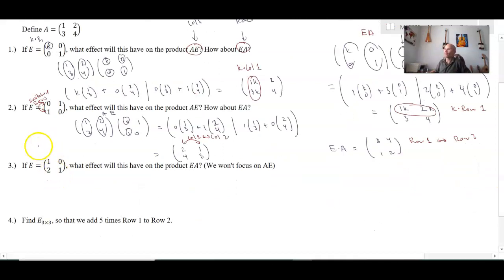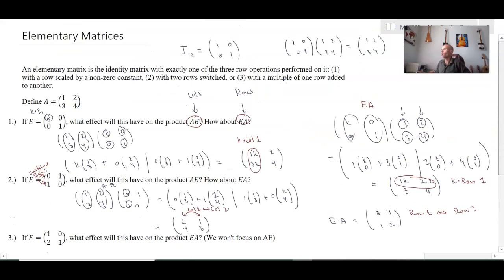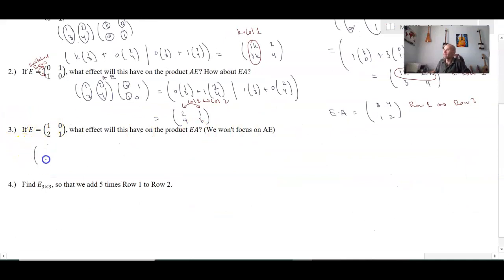Now let's take a look at this third case, and this is our third row operation, a multiple of one row added to another. So if you compare this to the identity matrix, 1, 0, 0, 1, notice that this matrix right here is 2 times the first row added to the second row. So 2 times 1 is 2 plus 0 is 2. 2 times 0 plus 1 is 1.